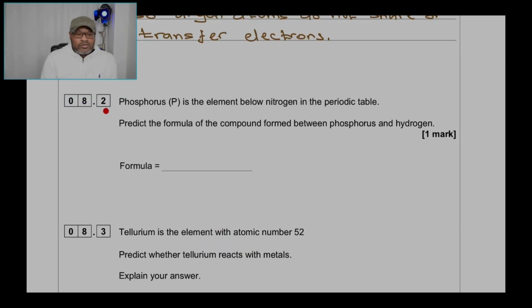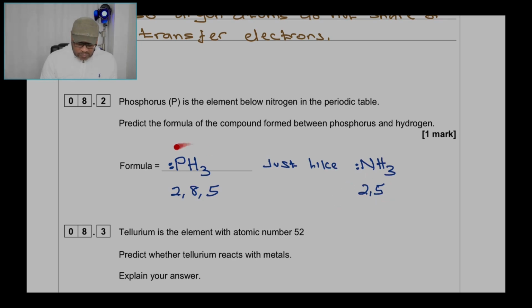Question 8.2. Phosphorus is the element below nitrogen in the periodic table, in group 5. Predict the formula of the compound formed between phosphorus and hydrogen. Similar to nitrogen and hydrogen, which form ammonia, we're expecting phosphorus to do the same, because the electron configuration of phosphorus is 2,8,5, as phosphorus is number 15 in the periodic table. Just like nitrogen forming ammonia, where the electron configuration of nitrogen is 2,5. So this is what we expect.